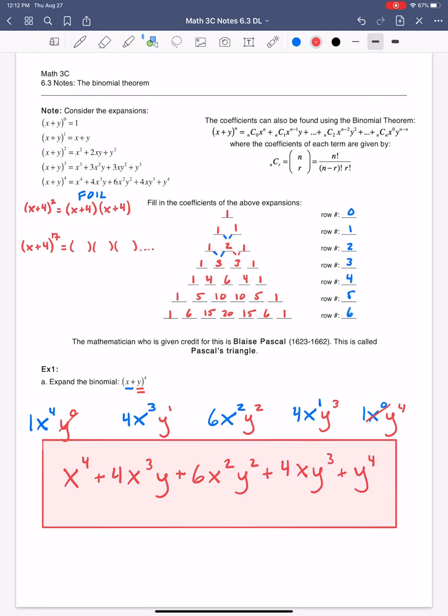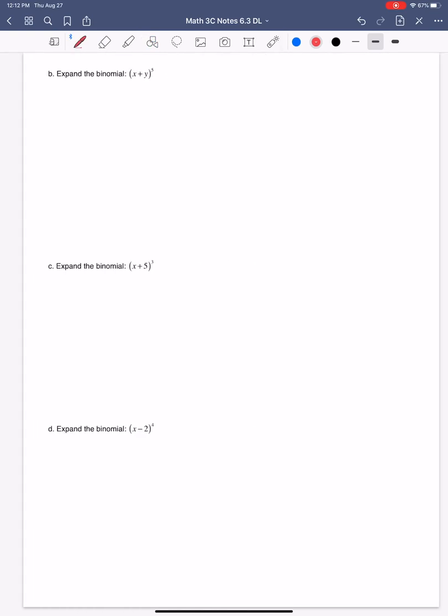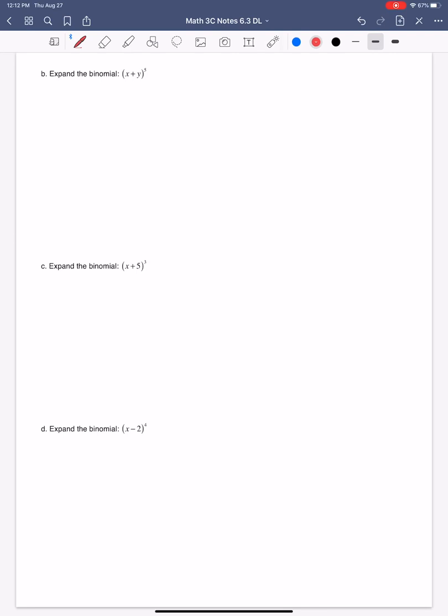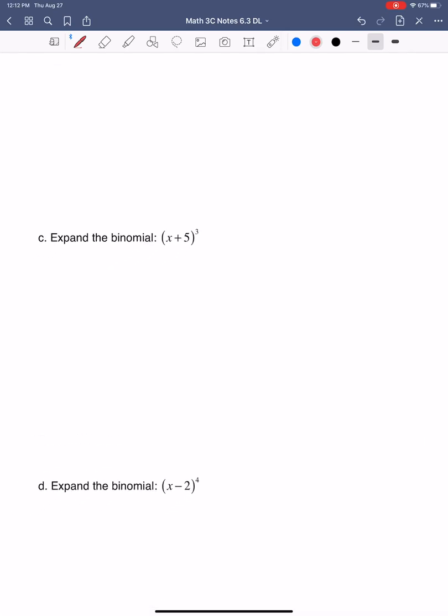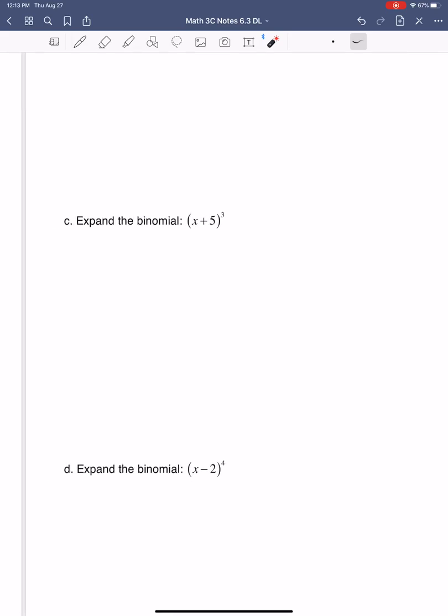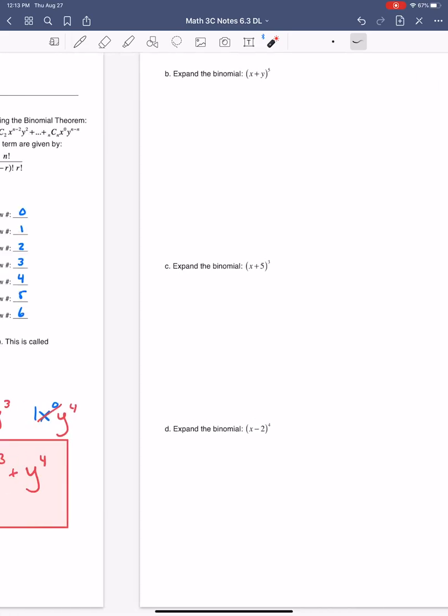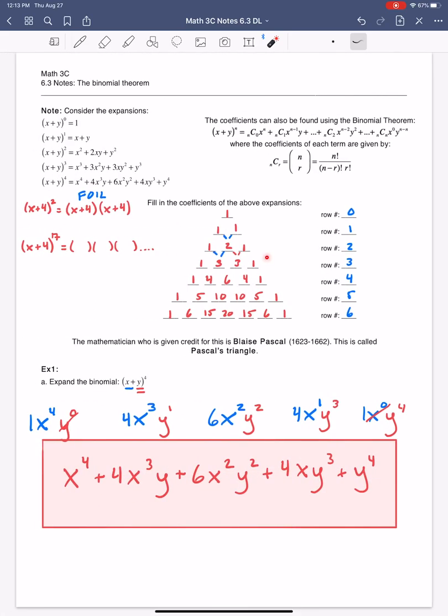Okay, if you didn't totally grasp the pattern there, that's okay. We're going to try it again on the next page here. So notice, I'm going to actually skip letter B. I'm going to go to letter C because this one has a number in it. So first we're going to notice from letter C what our exponent is. In this case, our exponent is 3. So I need to go back to my triangle, and I need to go to row number 3. Okay, so row number 3 is right here, and my numbers are 1, 3, 3, 1.